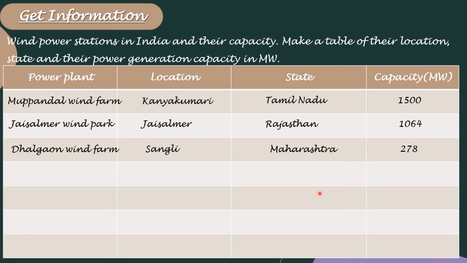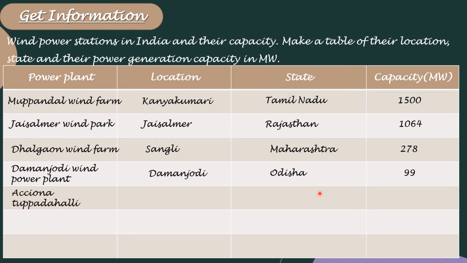Then the next power plant is Damanjodi Wind Power Plant. Damanjodi Wind Power Plant is located in Damanjodi in the state of Odisha, and this power plant is having the capacity of 99 megawatt. Then the next power plant is Akiona Tupadhali. It is located in Chitradurga in the state of Karnataka, and their power generation capacity is 56 megawatt.